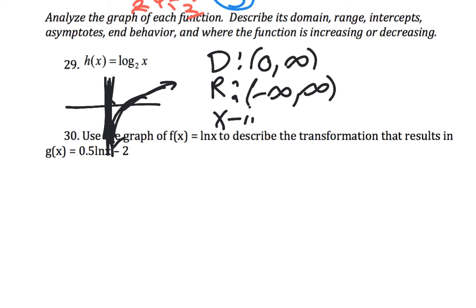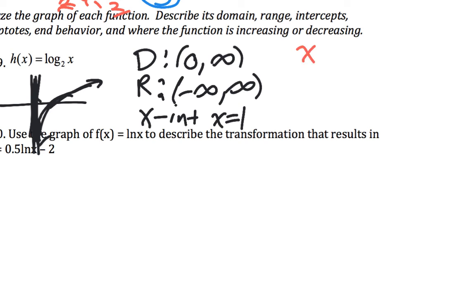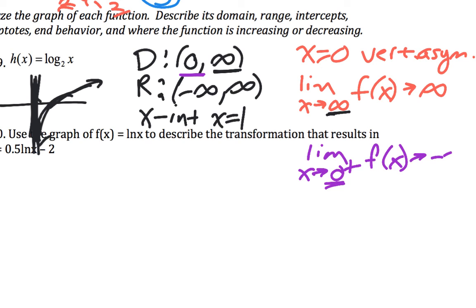Your intercepts, you have an x-intercept at x equals 1. If you look back at the one on the first page, these are inverses of each other, so things kind of flip around. You have an asymptote at x equals 0. So this is a vertical asymptote. Your end behavior: the limit as x goes to positive infinity, f of x goes to negative infinity. And if you notice right here, yep, so the other one is the limit as x goes to 0. Check that out. From the positive side, f of x goes to negative infinity. And the last, this function is always increasing. So it's increasing from 0 to positive infinity. And it's 0 because, remember, it doesn't cross the 0 on the x.